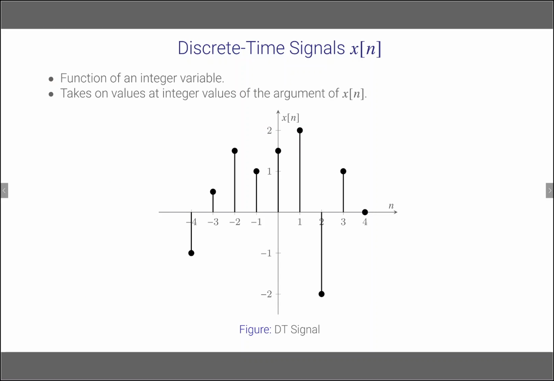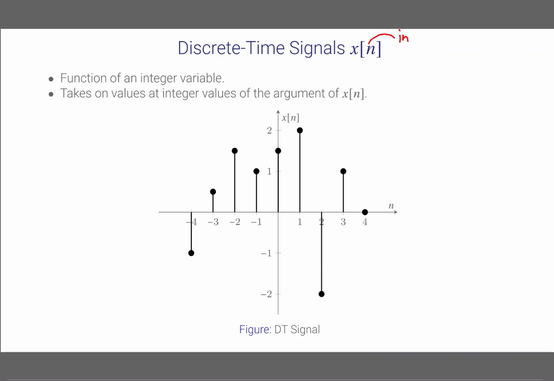So at any value of x and y, we can tell the brightness of the image on the film. It's a two-dimensional signal. Now, what are discrete time signals again? In a discrete time signal, n is an integer. And we use brackets as I told before. So it is a function of an integer variable. It takes on values at integer values of the argument of x[n].